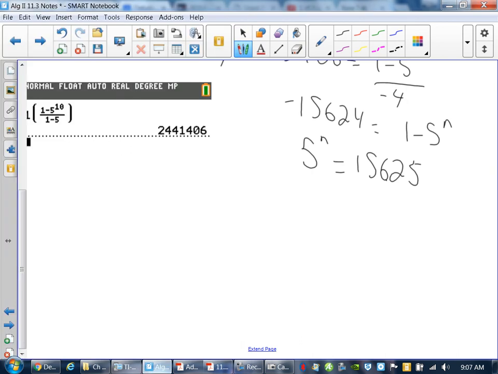Wait, isn't that 4 on this road? No, it's 1 minus 5 to the n. So I added 5 to the n to the right, and I added the 15,624 back to the other side. So now, in order to get an exponent to drop, we have to remember our log base rules. Log base b of b to the n equals n.